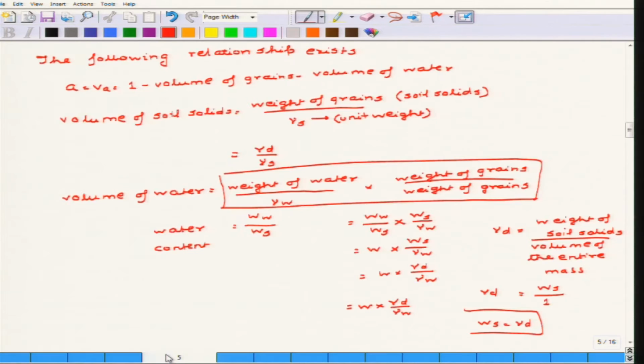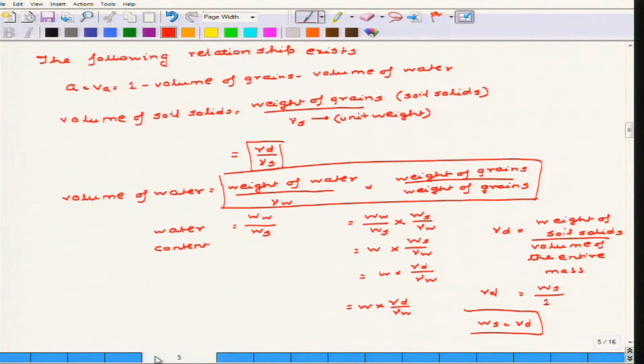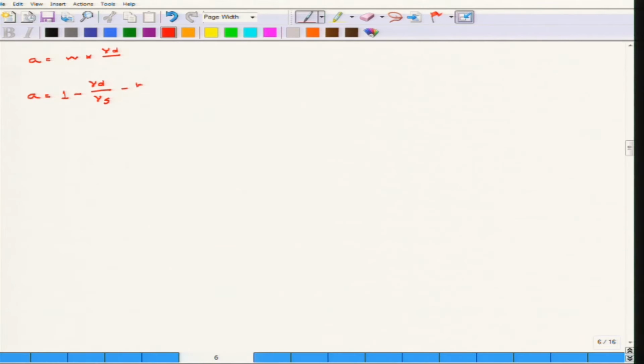Now, the volume of soil grains we have found out to be equivalent to gamma D by gamma S. So, A is 1 minus gamma D by gamma S minus the volume of water, which is W into gamma D by gamma W. We have also found out that A is equivalent to N into 1 minus SR.